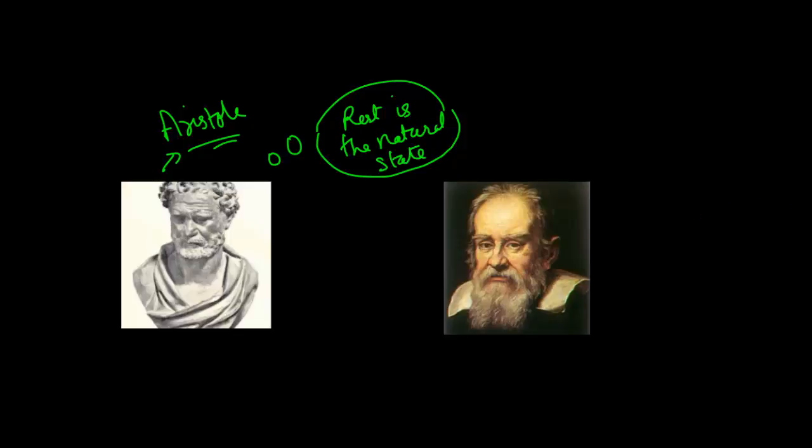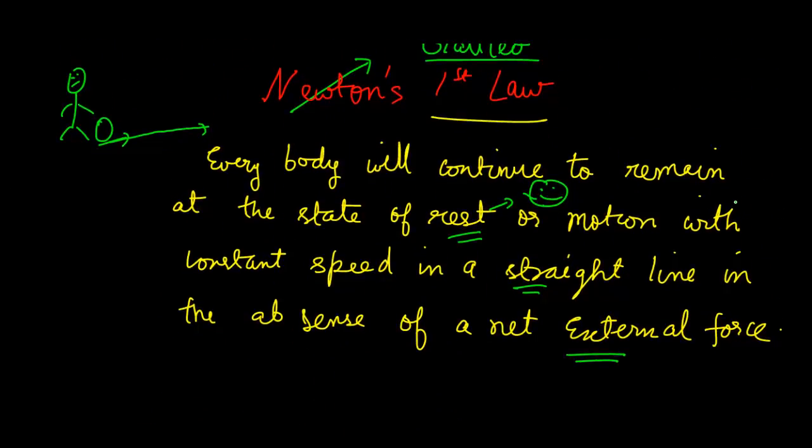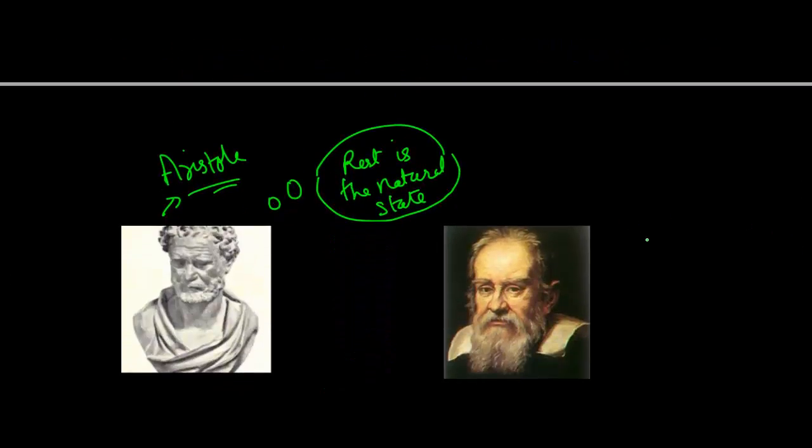Why did we believe him? Because this sentence right now is not common sense, right? What do we experience, not in the real world, but in the immediate world that we see around us? That if you kick a football, it comes to rest after some time. We never see anything going with constant speed in a straight line without any external agency. That's why people believed in Aristotle.